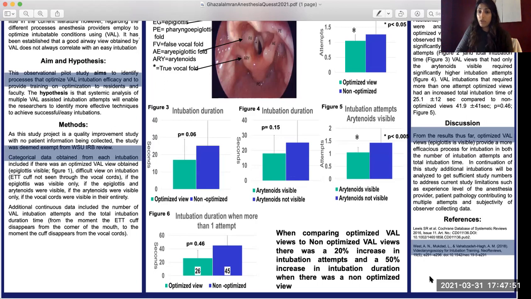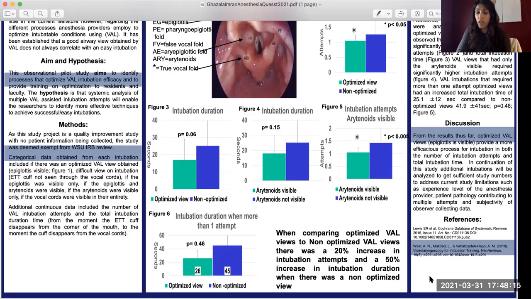So what we've gathered so far is that having these structures, especially the arytenoids, in the view before the endotracheal tube is passed into the mouth and attempted to intubate, that actually improves the duration as well as the attempts made and prevents any excess instrumentation of the airway, which can cause bleeding, swelling, and potentially a disastrous situation for all of the providers.